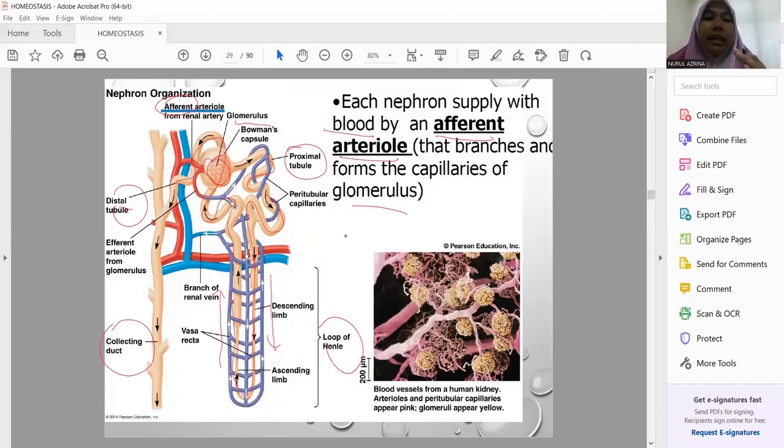You can see here, surrounding the nephron or the tubules are blood vessels: the peritubular capillaries, and also here the vasa recta. What is the difference between peritubular capillaries and vasa recta? Peritubular capillaries surround the proximal tubule and distal tubule, whereas vasa recta surround the loop of Henle. The blood later on will leave via the efferent arteriole and then drain out into the renal vein.